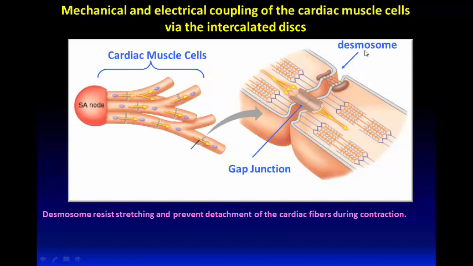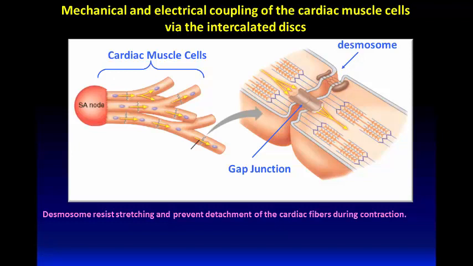and these desmosomes are the structures which provide the mechanical coupling of the cardiac muscle cells, because the desmosomes resist stretching and prevent detachment of the cardiac muscle fibers during contraction. So they ensure that the contractions of the cardiac muscle fibers are synchronized.